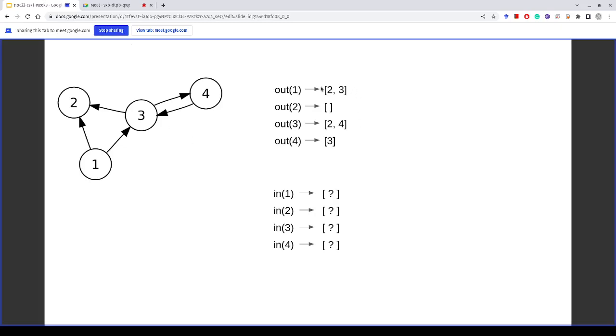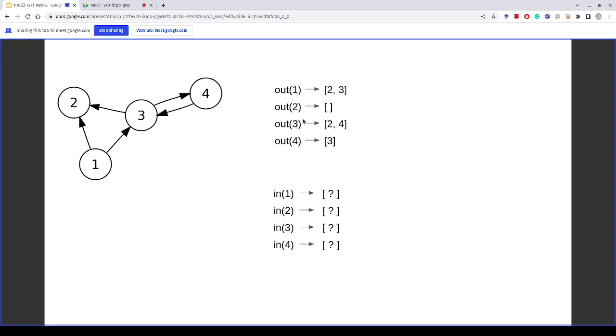Now the question is, you have to construct like out 1, out 2, out 3, out 4, look at them and construct in 1, in 2, in 3 and in 4. And what would be the complexity of this thing? Now to construct this in list from out list, you have to look at each of these vertices, go over each of the edges that this vertex has, the outward edges, okay, and similarly you have to repeat it for multiple vertices, okay, and you have to go over each of the edges that they are constructing.